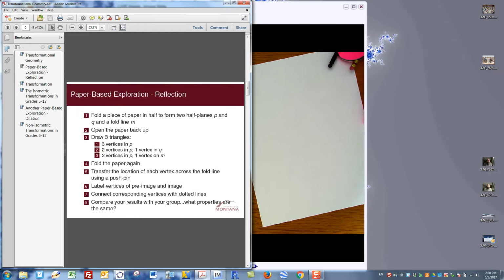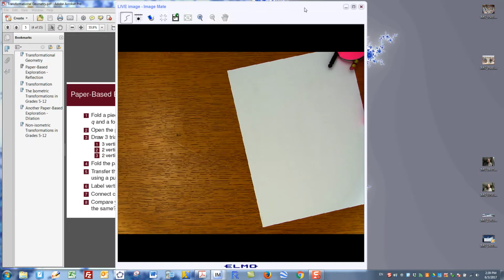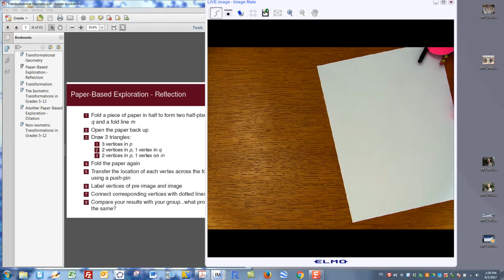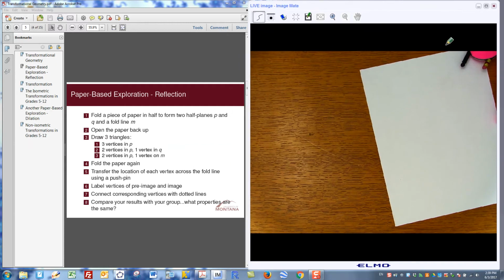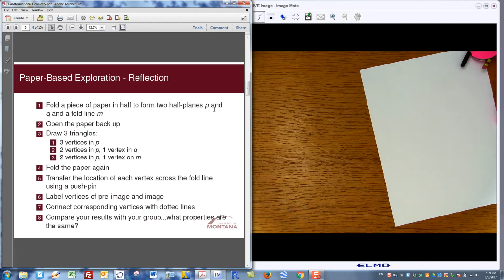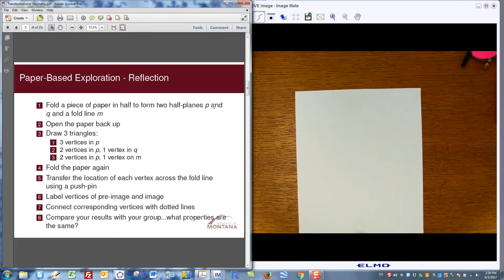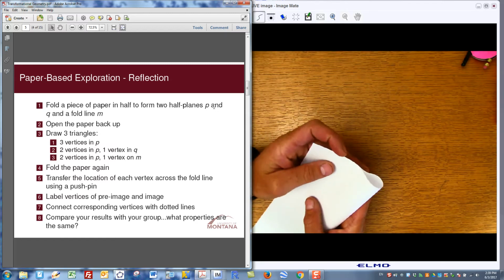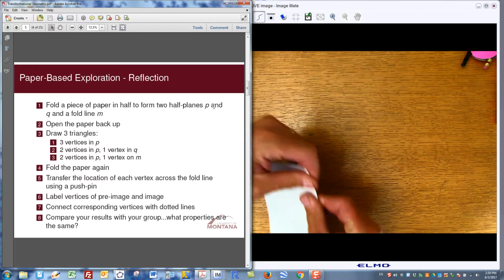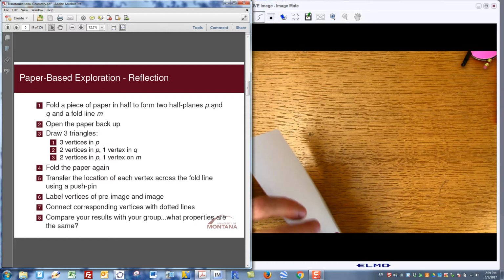So maybe I could do this in split screen mode so that you can watch it happen here on both sides. Let's see how this works. No, I think I want to do it that way, but let's hide this so we can see a little better. So I'm supposed to take a piece of paper and fold it in half to form two half planes. I usually tell them to fold it hot dog. I don't think it really matters, but if you're a teacher, you know what I mean by hot dog, I'm sure.